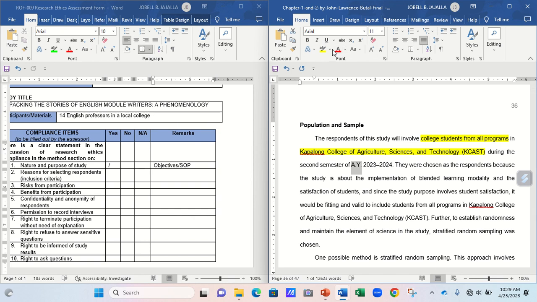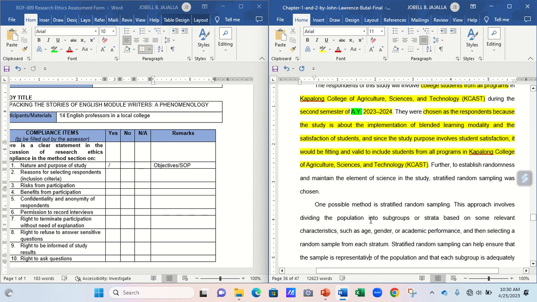So you have to mention the semester and the academic year so it is specific when the study was conducted. Another is the justification. They were chosen as the respondents because the study is about the implementation. And since the study's purpose involves student satisfaction, it would be fitting and valid to include students from all programs in KCAST. So very good. Include a justification on why they are the respondents, and that it is appropriate. The sampling method: stratified random sampling.